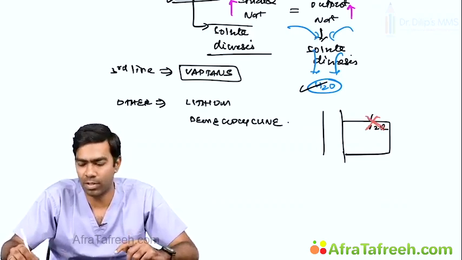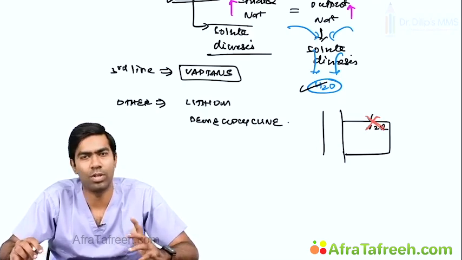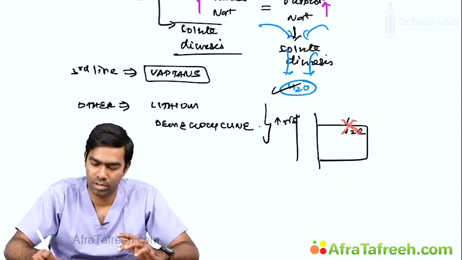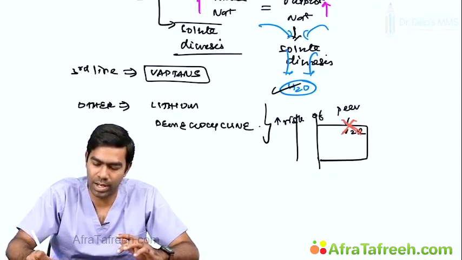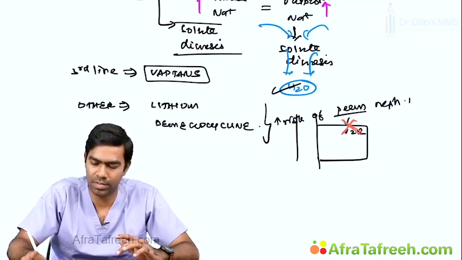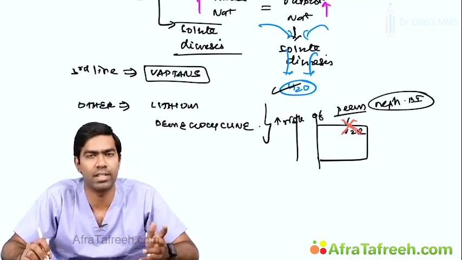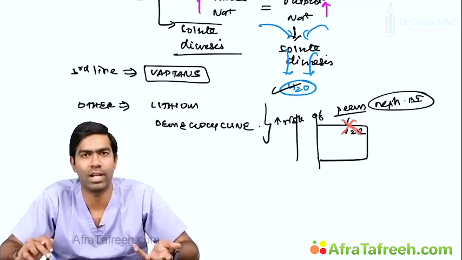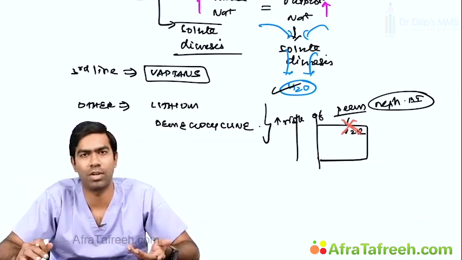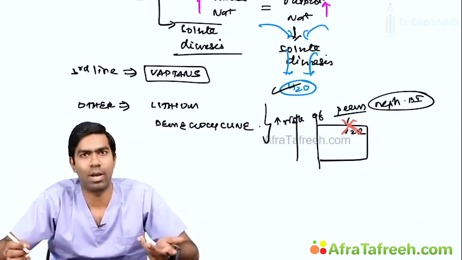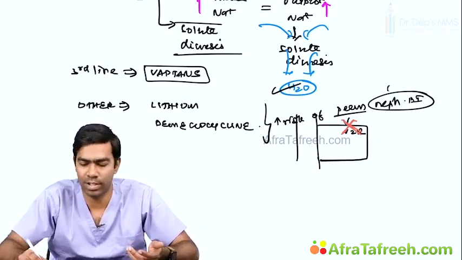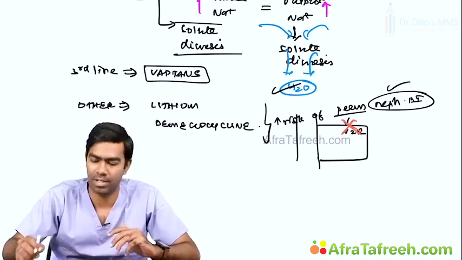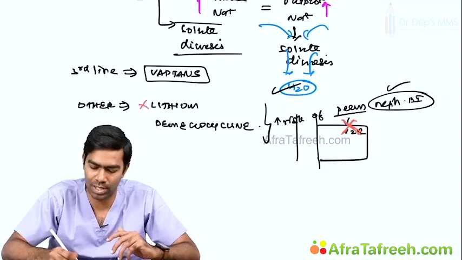So the problem with lithium and demeclocycline is, yes, they are going to cause good improvement in SIADH, but there is a risk of permanent nephrogenic diabetes insipidus, which means they damage the V2 receptors, resulting in ADH resistance. During SIADH, inducing ADH resistance makes sense. But once the underlying problem is resolved, you have permanently damaged these V2 receptors, so you will induce ADH resistance permanently, and they may go on to permanent nephrogenic diabetes insipidus. That is the reason why we don't use this therapy as of now.